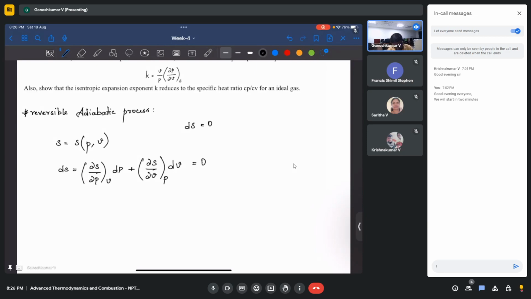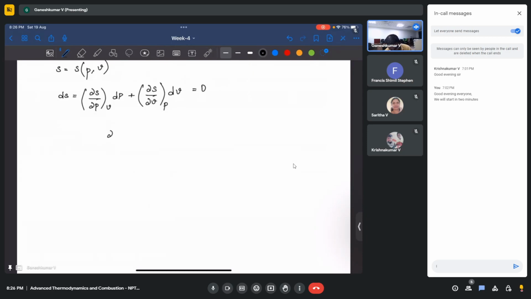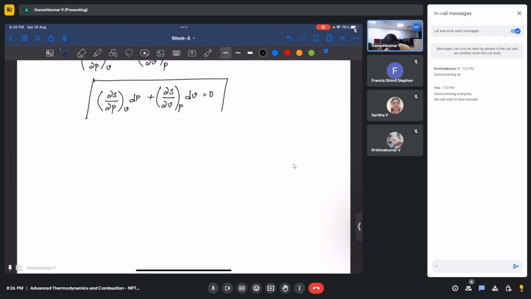Now if this is clear, let me write it down separately. Dou S by dou P at constant V dP plus dou S by dou V at constant P dV is equal to 0. Now we can use Maxwell relations. Can you guys guess what kind of relations we can use here?